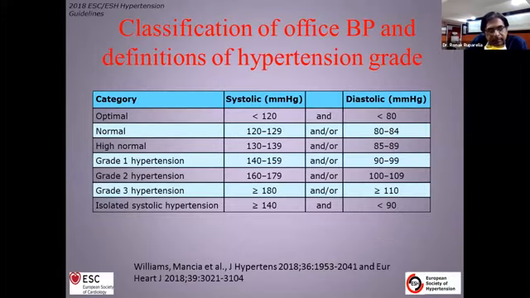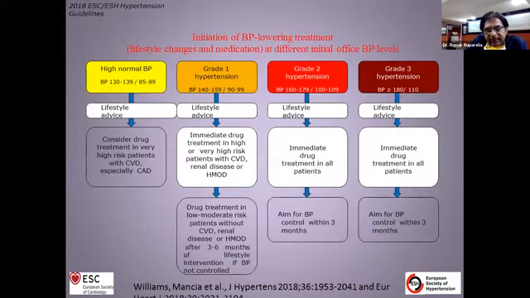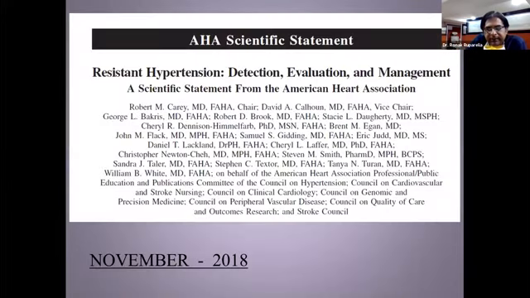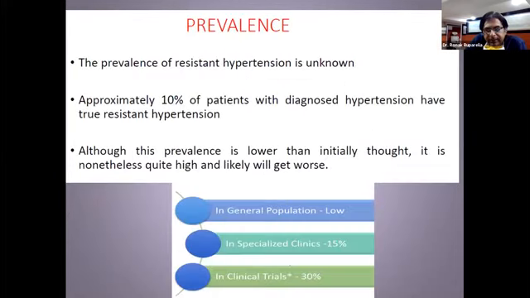ESC has used a higher limit for defining abnormal BP. Grade 1 is 140 to 160 as compared with AHA guidelines. We will not go into detail regarding this. My presentation was basically based on this article from November 2018, on resistant hypertension.